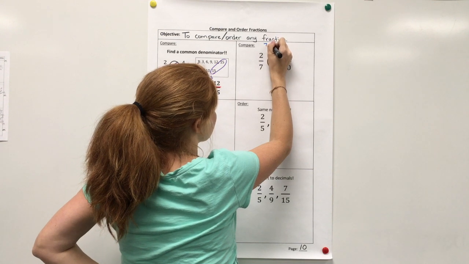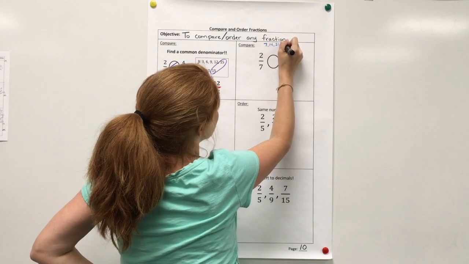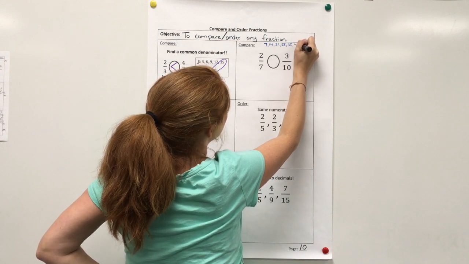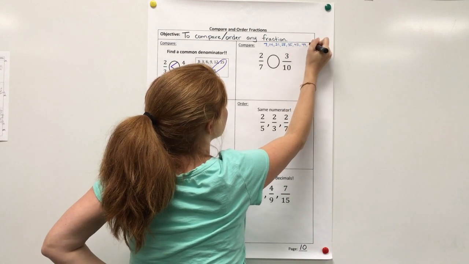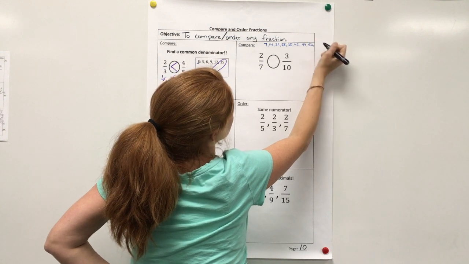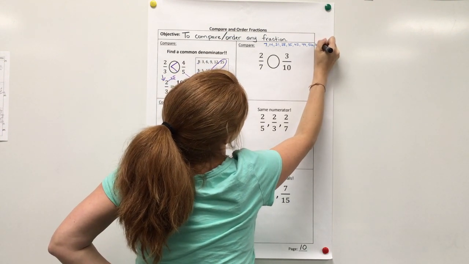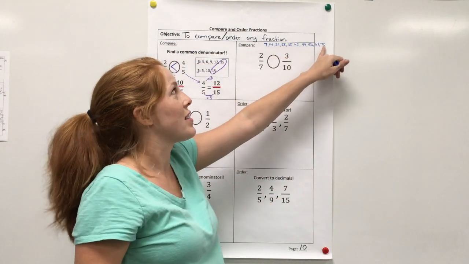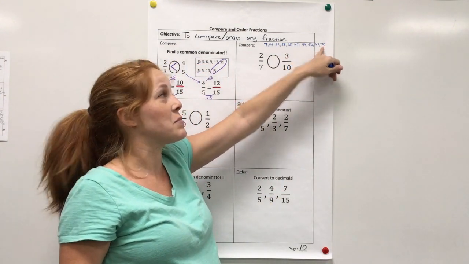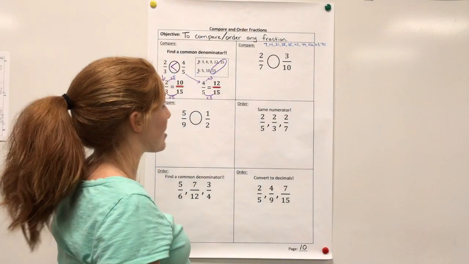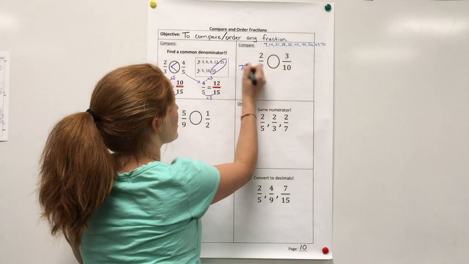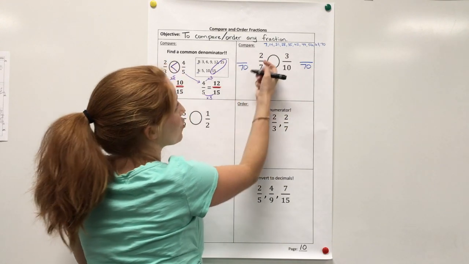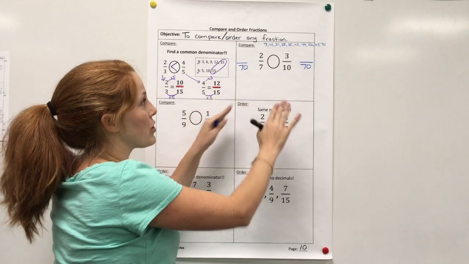7, 14, 21, 28, 35, 42, 49, 56, 63, 70. Okay, I finally have gotten to one that ends in a 0. So that's going to be my common denominator, which would be 70. So this is going to be 70, this is going to be 70. I'm just writing it over here, a shortcut, so I don't have to rewrite them.